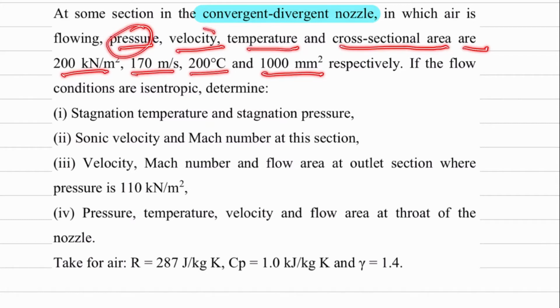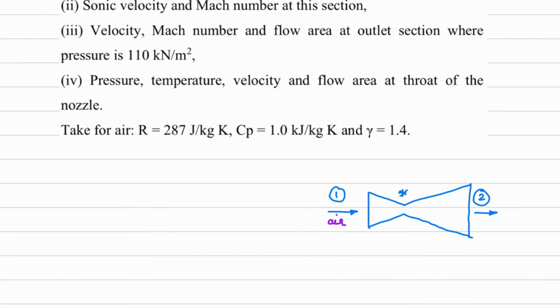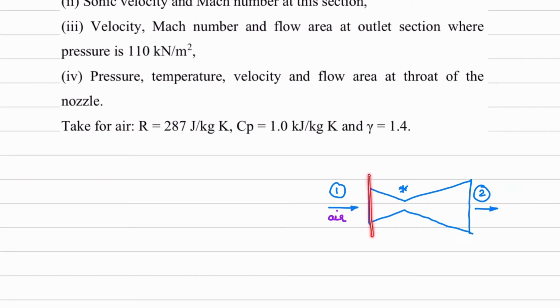This pressure, velocity, temperature, cross-sectional area, it has been given at some section, meaning they have not mentioned whether it is inlet, outlet or throat. It could be anywhere, it could be in convergent section, it could be in divergent section, anywhere. So we don't know the location of that. So how to find this location? Can anyone give me a hint? How can we find the location?